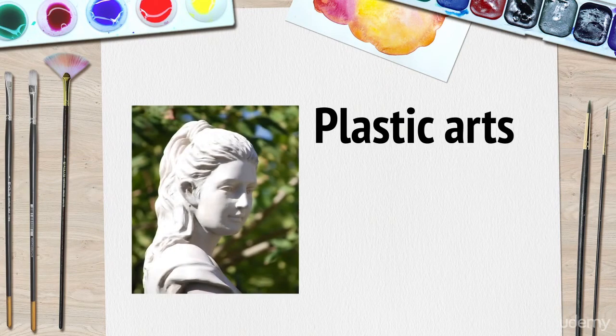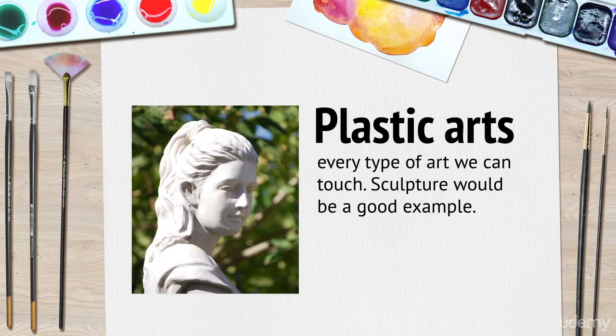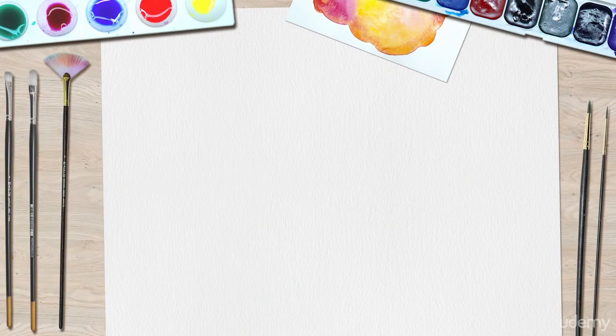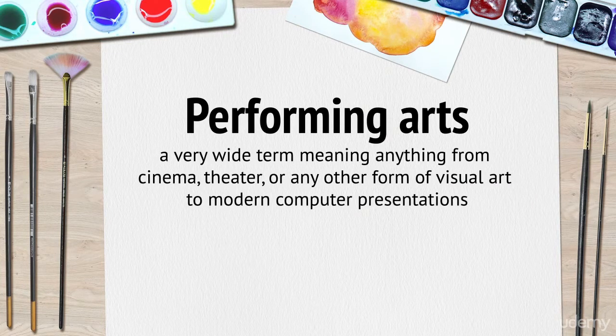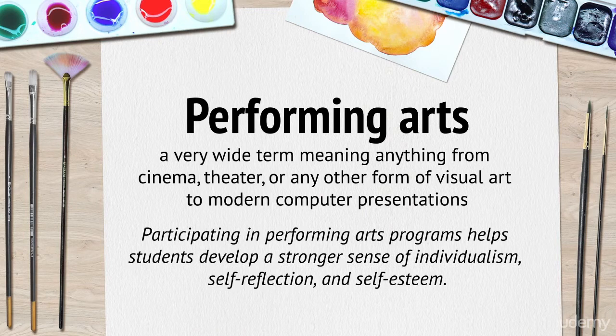Plastic arts. Every type of art we can touch. Sculpture would be a good example. Performing arts. A very wide term meaning anything from cinema, theater, or any other form of visual art to modern computer presentations. The key characteristic is that it's performed. Example: participating in performing arts programs helps students develop a stronger sense of individualism, self-reflection, and self-esteem.